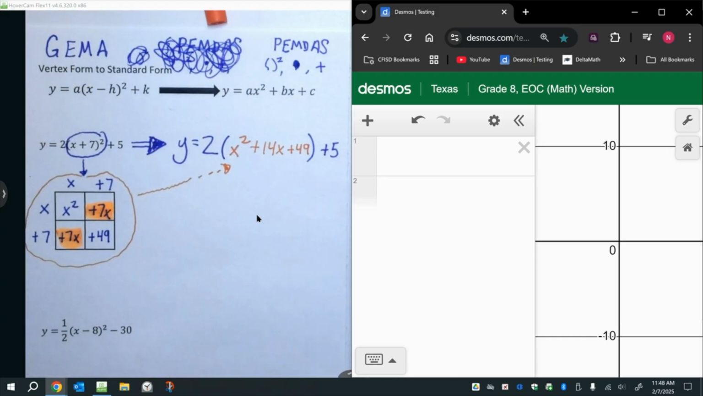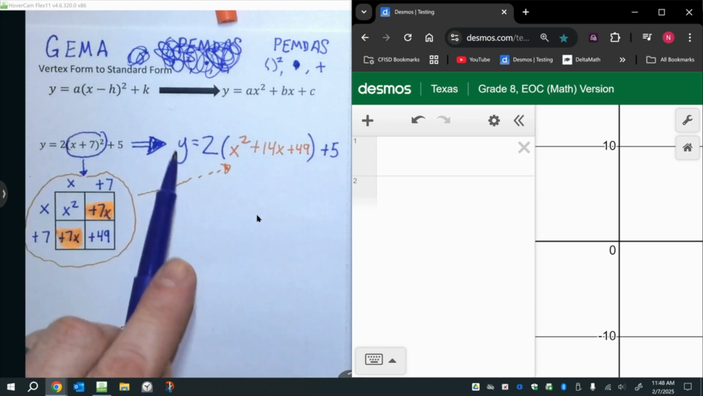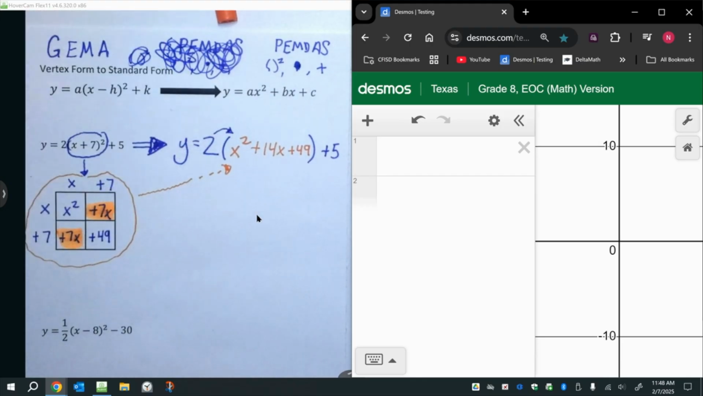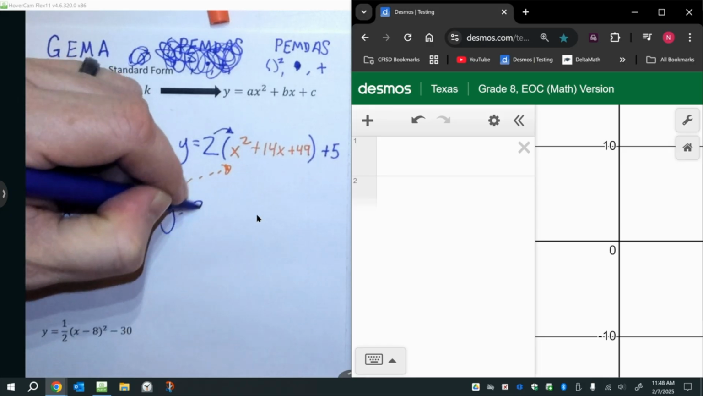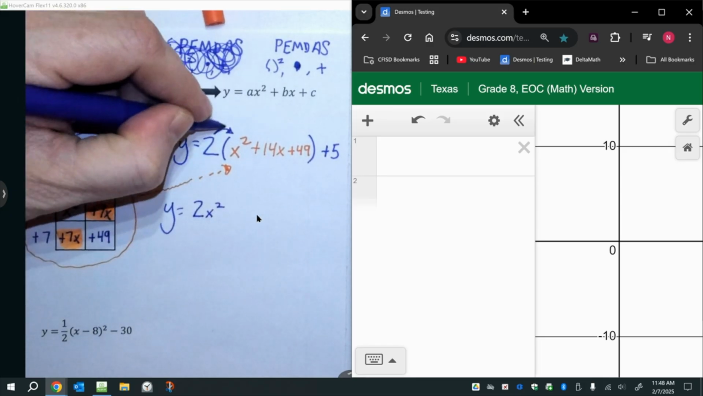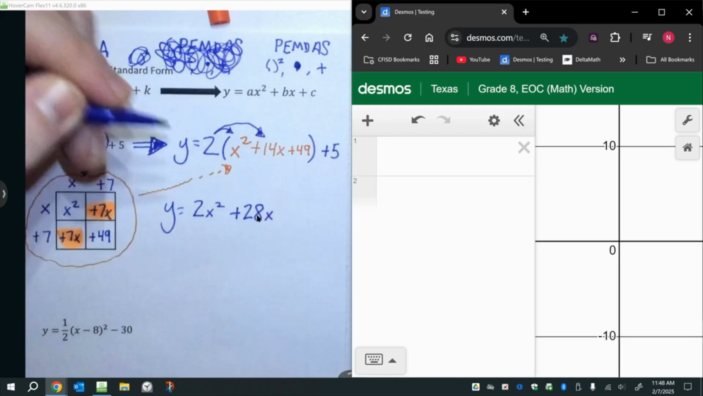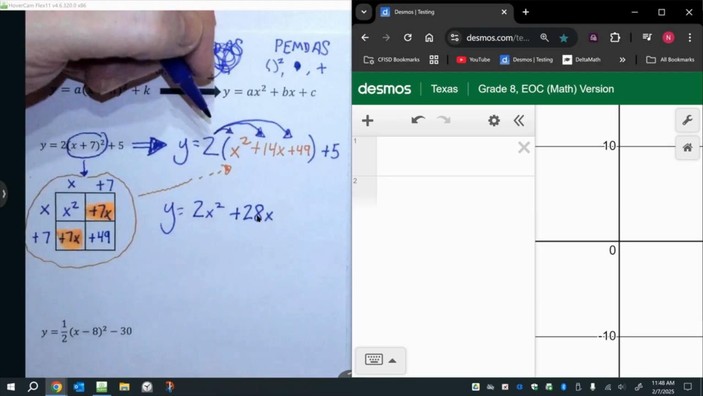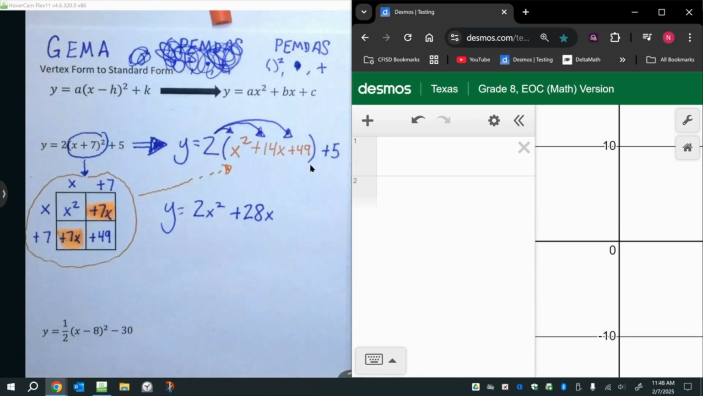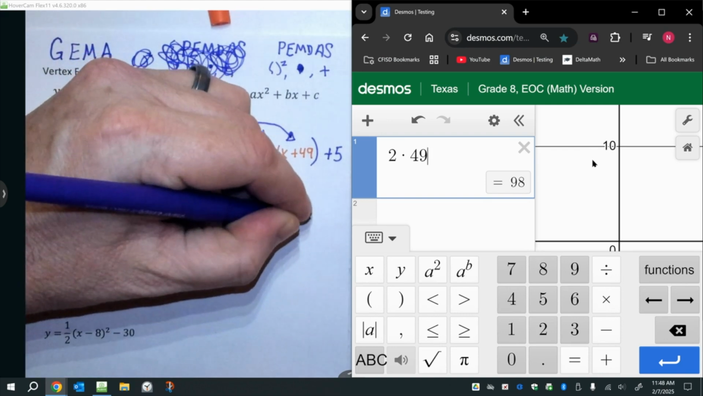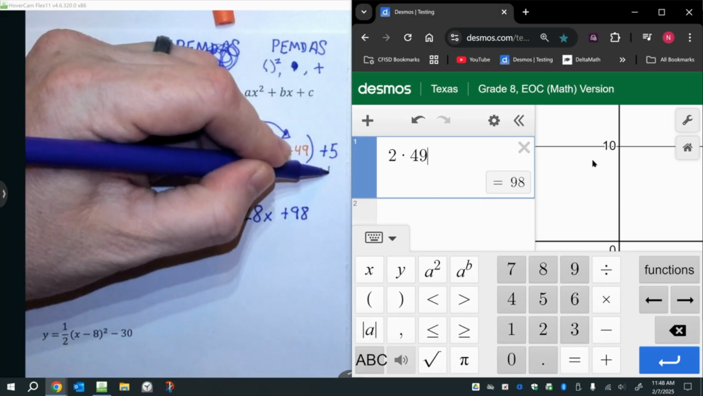All right. So we still kind of have parentheses going on here, so we're going to take care of what we call distribute, right? We're going to distribute to our parentheses. So it's going to look like this: 2 times x squared, well, that's just 2x squared. 2 times 14x is going to be 28x. And 2 times 49, I don't remember. I've slept since then. So let's take a look. 2 times 49, 98. And then I'm just going to bring him down.